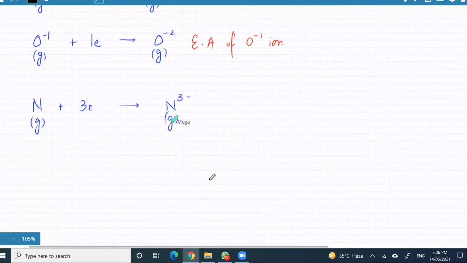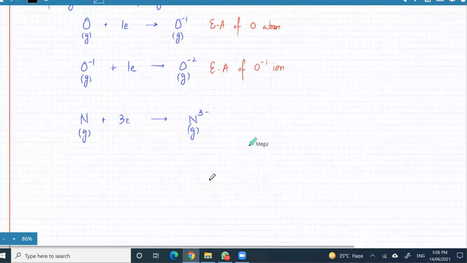So in terms of electron affinity, can you define what this is? Any idea? Energy released or absorbed when 1 mole of... No, what I'm saying is, in terms of electron affinity, this was the electron affinity of the oxygen atom, right? This was the electron affinity of the oxygen -1 ion. What is this? I mean, it's the electron affinity of what? Of nitrogen -2? No, it's not.